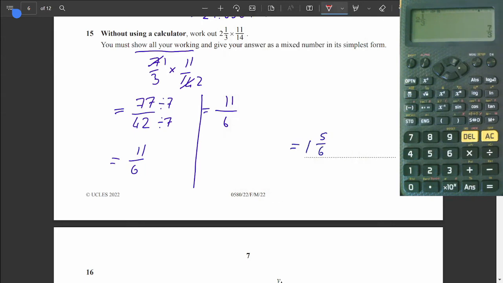And now you can get your marks. 1 for changing to the mixed fraction. 1 for doing the multiplication correct, so either one of these steps. And 1 for writing the mixed number correct answer.